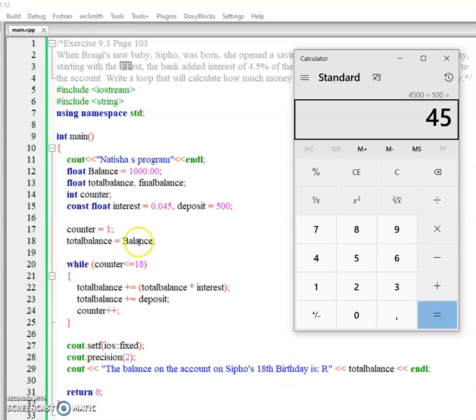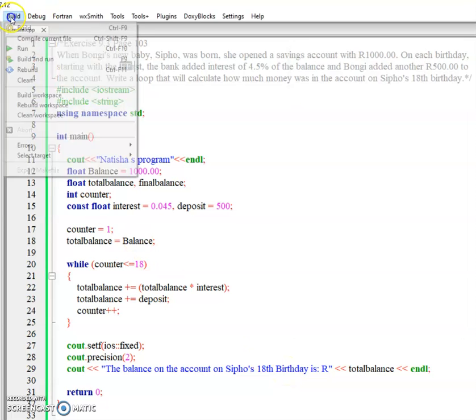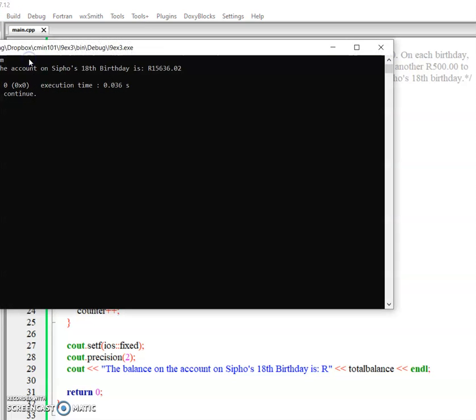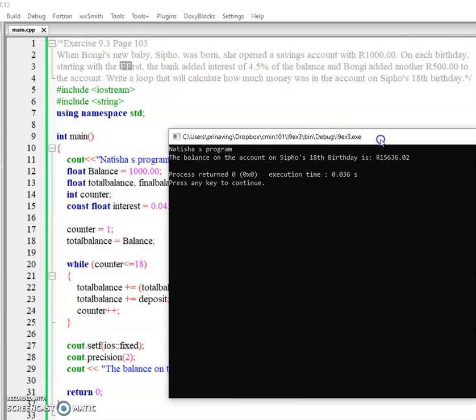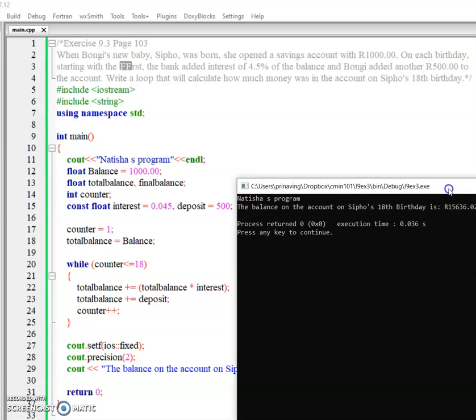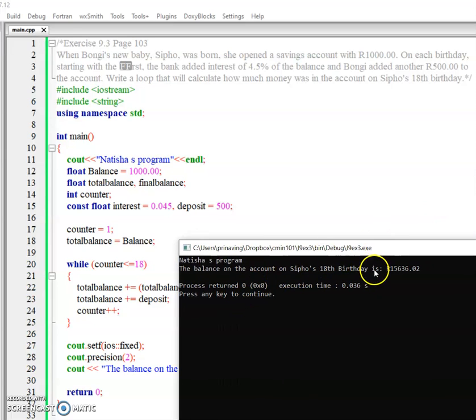Let's run the program. Build and run. And there we go. So the balance on the account on Sipo's birthday is 15,636 rand and 2 cents. Can you see setf, ios fixed and cout.precision 2? That ensures that I have 2 decimal places after the decimal point. So it's in cents.